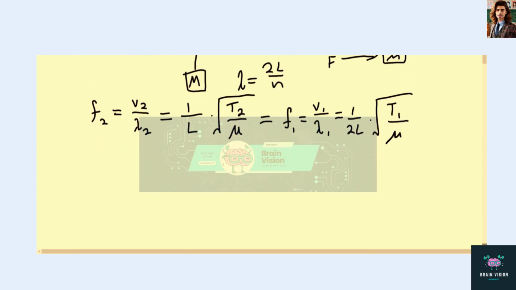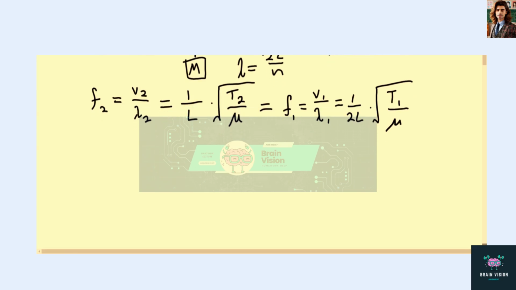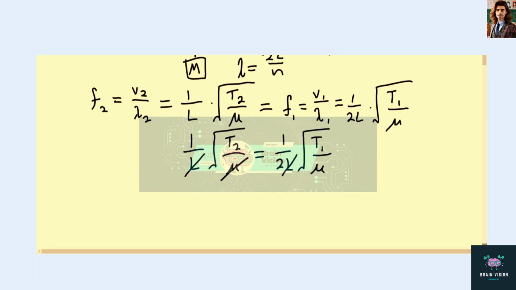So I'm going to go ahead and rewrite this first so that we can get rid of a bunch of unnecessary information. We only need 1 over L times the square root of T2 over mu is equal to 1 over 2L times the square root of T1 over mu. And then we can do some algebra to solve for T1. So both sides have an L in the denominator and a square root of mu in the denominator, so we can go ahead and get rid of those. And then we're left with the square root of T2 equal to 1/2 the square root of T1.